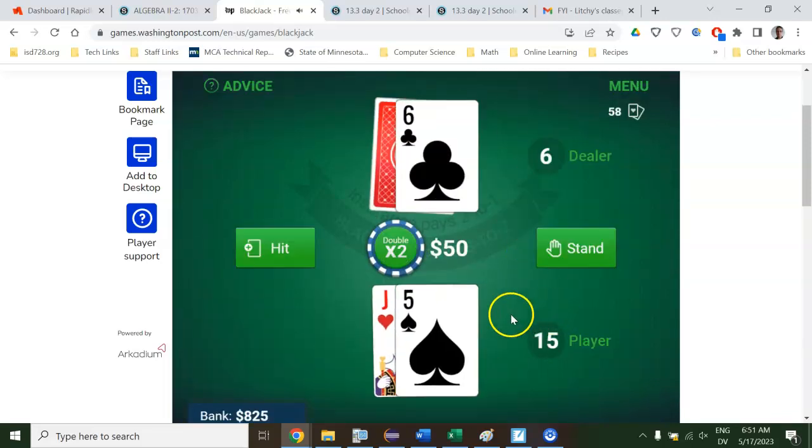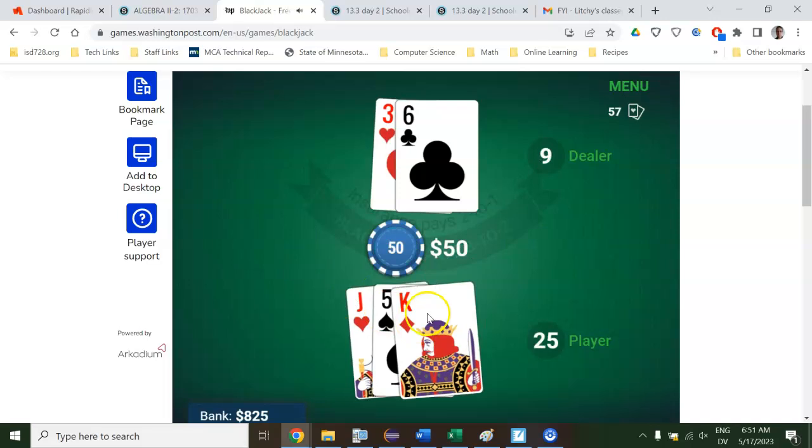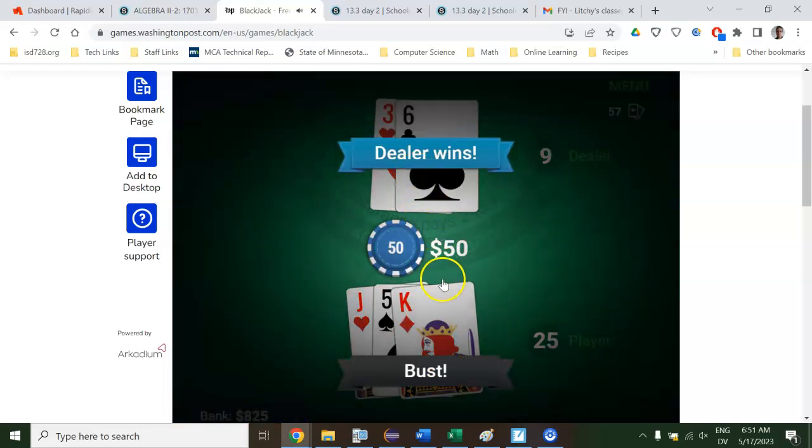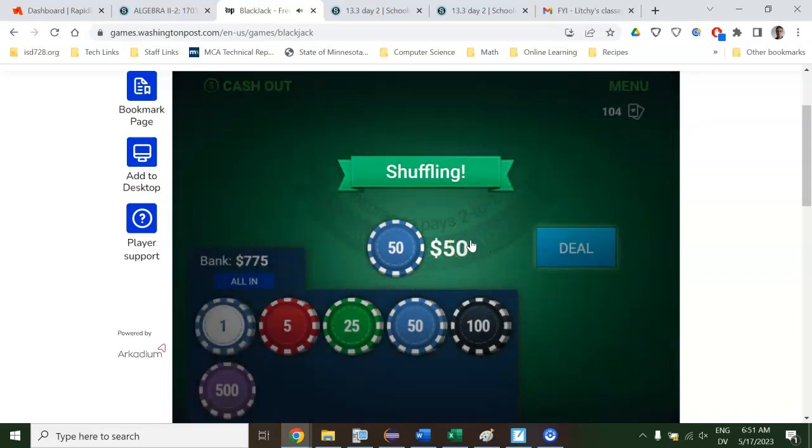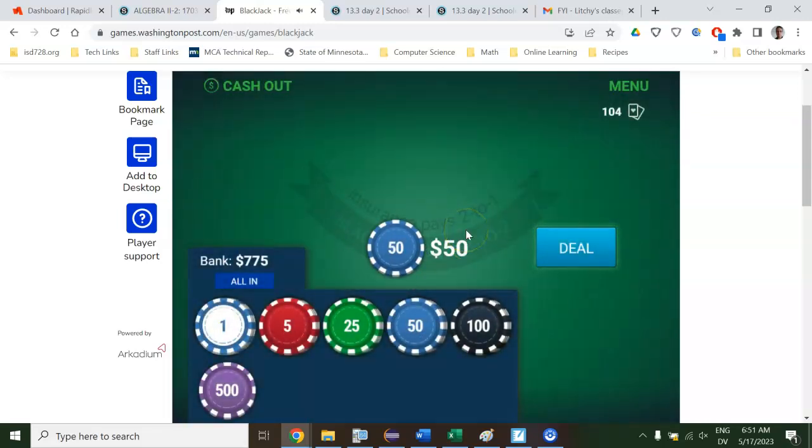Okay, so here's a good one. So I would definitely want to stand here and hopefully they bust, but I'm just going to show you again what it means to bust. So I hit, and I went too high, and I lost. All right, and if you bust, you lose automatically. No matter what the dealer does, you lose automatically.